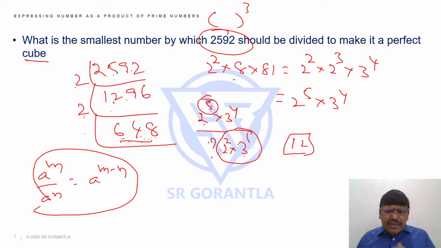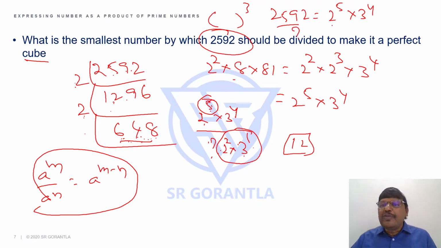Right, students? Like that you get questions. Suppose the same number, 2592, how much did you get? 2 power 5 into 3 power 4. With what number should I divide it to make it a perfect square, if I ask you? Perfect cube is already answered. I am asking one more question. Perfect square means the power should be even numbers or multiples of 2. 5 is there. How much should I reduce? The previous even number will be 4.